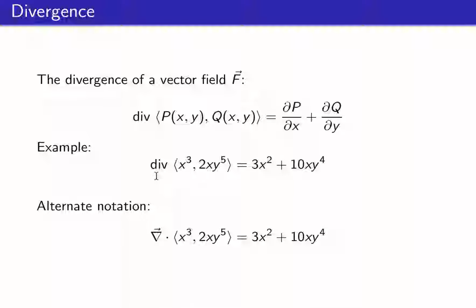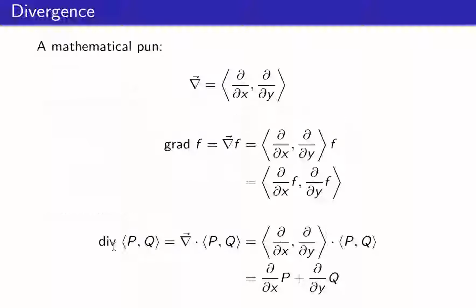An alternative notation, instead of divergence written like this, you could also write this upside down triangle dotted with this. And that means the same thing. So sometimes I write div like this, sometimes I write it like this. What's the deal with this notation? Actually, it's a mathematical pun. It's not supposed to be a mathematically rigorous description of what's going on here. Let me explain. And maybe it's not a mathematical pun.